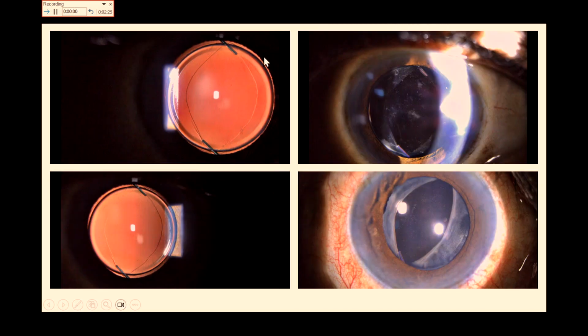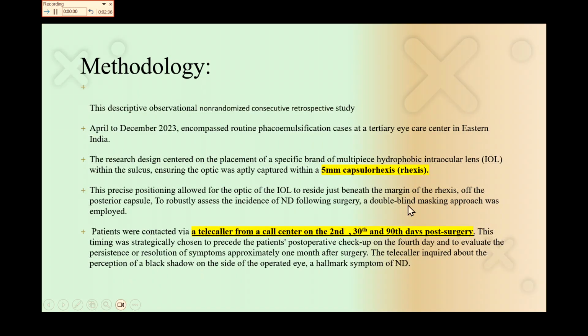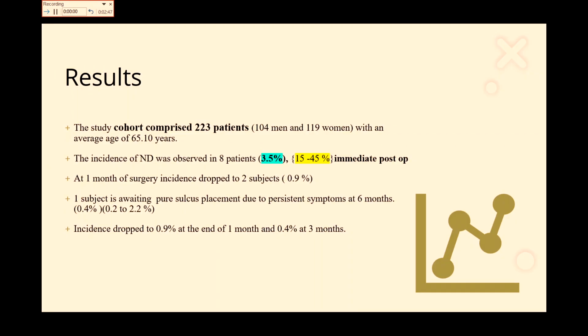So this is the postoperative period in retroillumination. This is the rhexis margin, optic below it, and haptic in front of it. In due course of time, it may be opacified, but that does not cause any harm. So we did a study where a 5 millimeter rhexis was done, and uneventful phacos, and a telecaller used to call on the 2nd, 3rd, and 90th day postoperatively about the negative dysphotopsia.